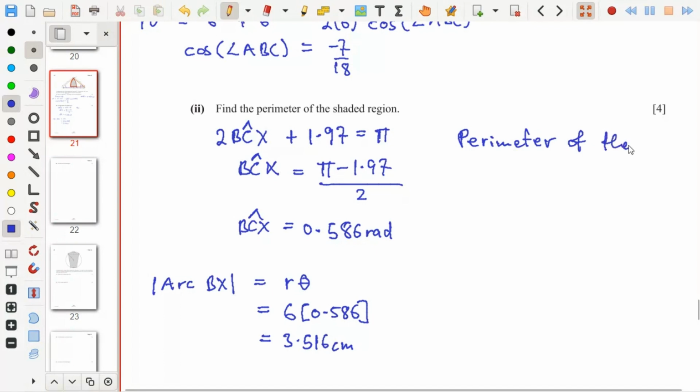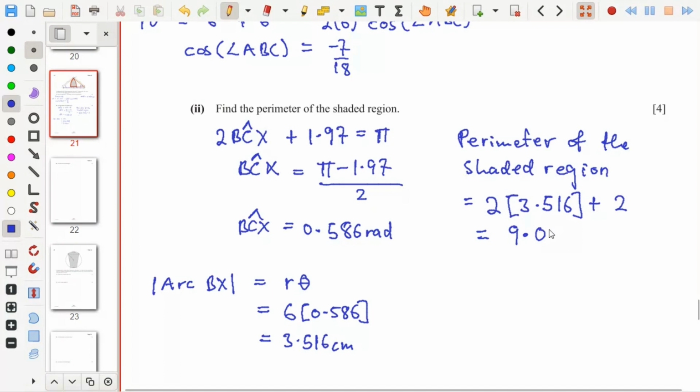So the perimeter of the shaded region is given by twice the length of arc BX plus 2. So when I solve this, I'm getting 9.03 centimeters.